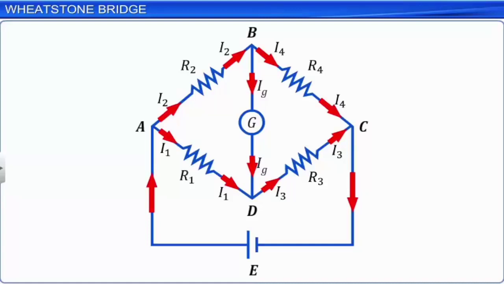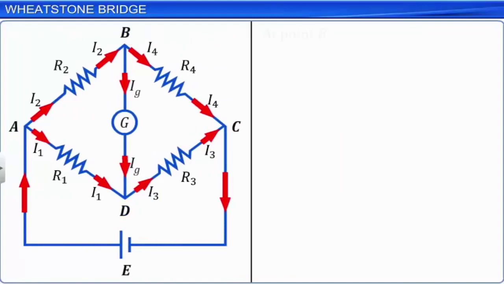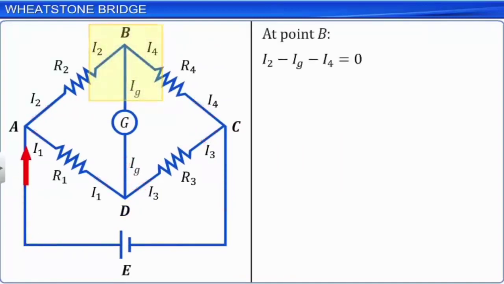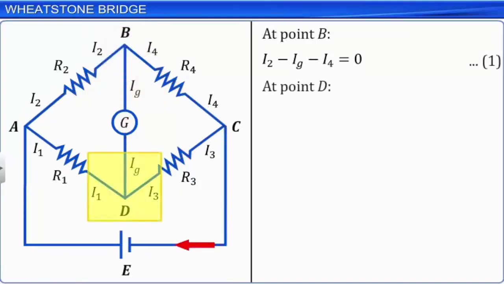Let us now apply Kirchhoff's junction rule at junction points B and D. At point B, I2 minus IG minus I4 is equal to 0. Let this be equation 1. At point D, I1 plus IG minus I3 is equal to 0. Let this be equation 2.